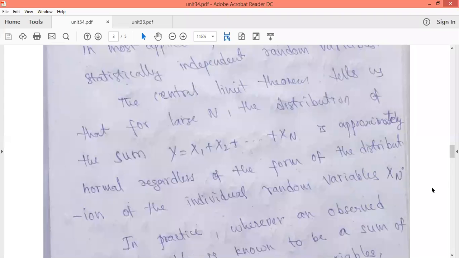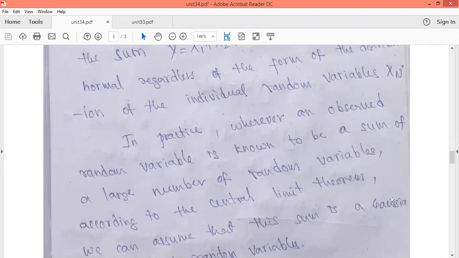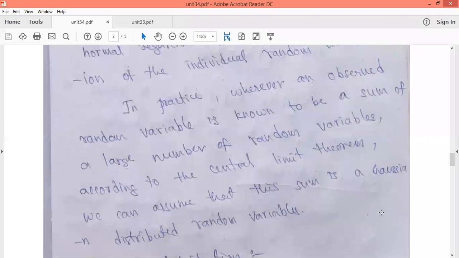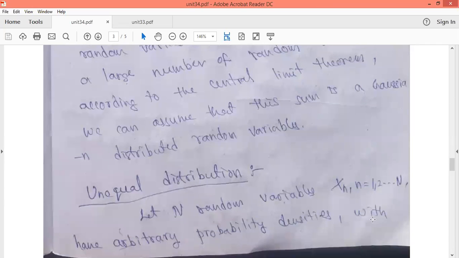And we also discussed that whenever we are observing a random variable, that random variable may be the sum of a large number of random variables. So at the receiver, for example, what is the signal we are receiving? The received signal will be the sum of information and noise signals. We will have different noise signals from different sources. In that case, according to the central limit theorem, the sum gives us Gaussian distributed random variables. So the received signal will have a Gaussian distribution.